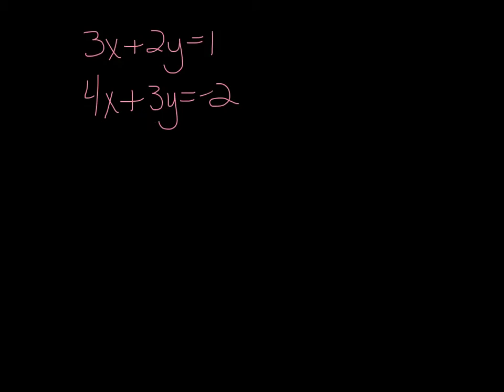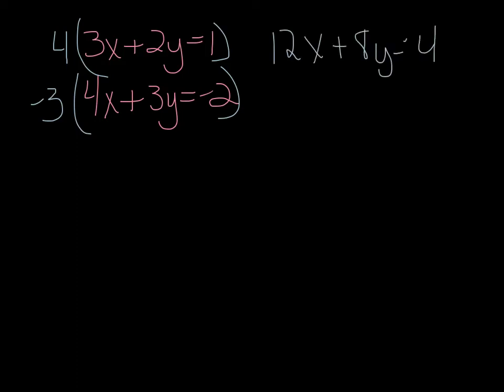Now you can eliminate your x's or y's. Most of the time it's just easier to eliminate your x's. So I'm looking for a number that 3 and 4 will go into, and that's 12. So I want one to be 12 and one to be negative 12. So multiply that by 4 and that by negative 3, so I get that negative 12. So let's distribute. Negative 12x minus 9y equals 6. Watch your signs, okay? Negative times a negative.